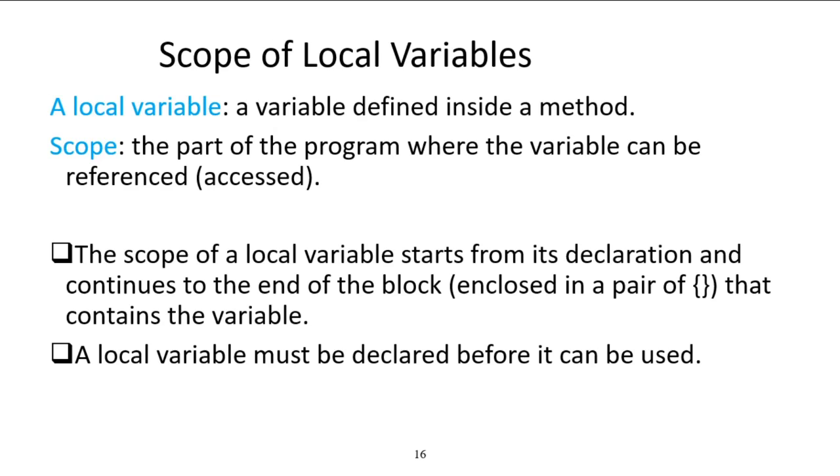The scope of a local variable starts from its declaration line and continues to the end of the block. A block is a piece of code that is enclosed in a pair of braces. A local variable must be declared before it can be used.